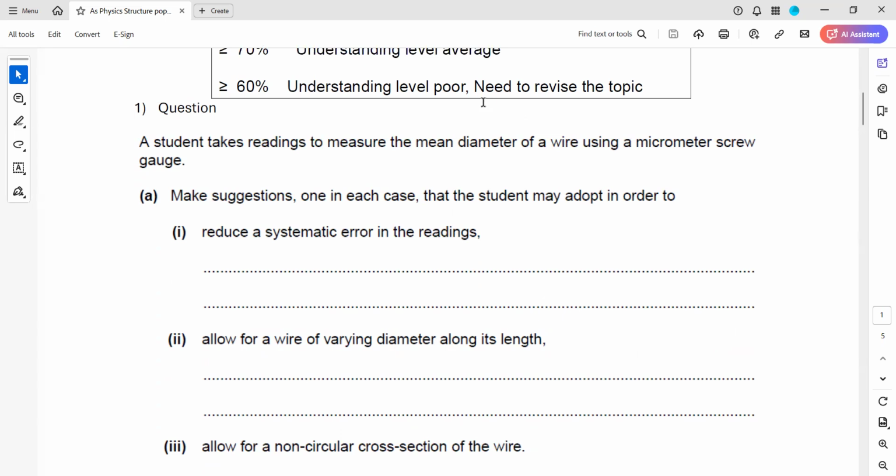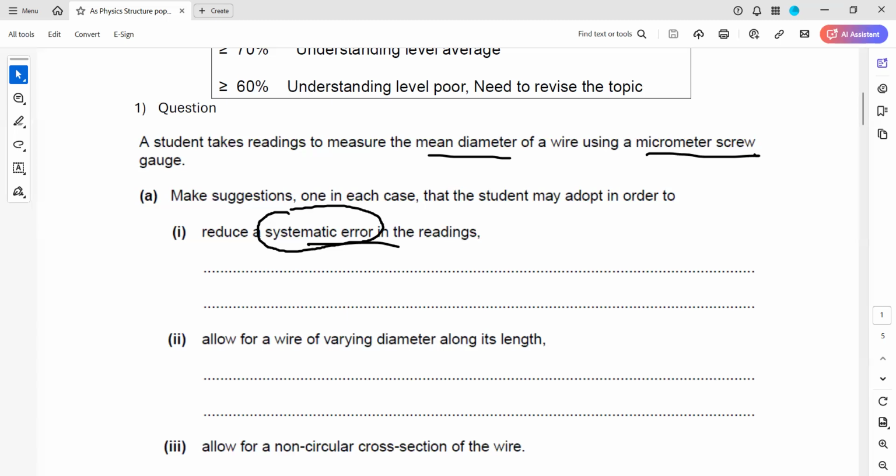So in question 1A, students take readings to measure a mean diameter, meaning finding an average diameter of a wire using a micrometer screw gauge. Make a suggestion for one in each case that the student may adopt in order to reduce the systematic error. A systematic error is the error which is there in the system. The best example when we are using a micrometer screw gauge is that we may have a zero error in the micrometer.